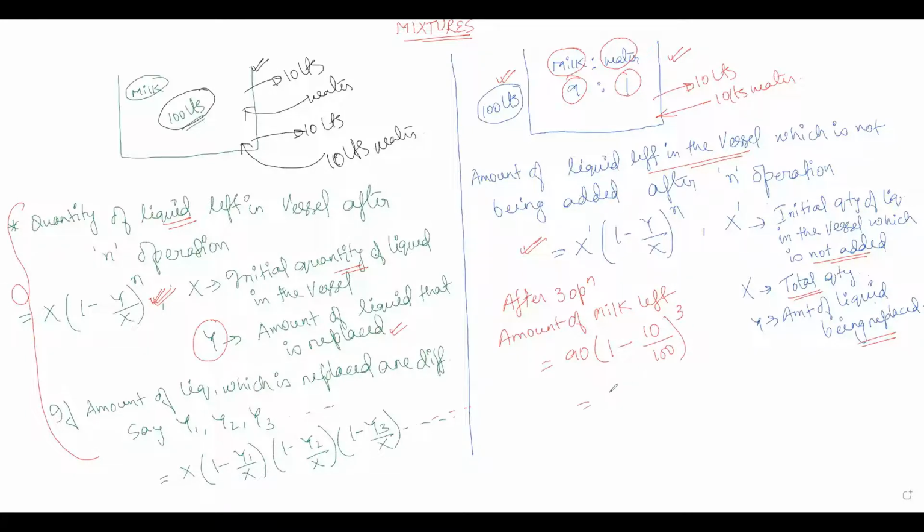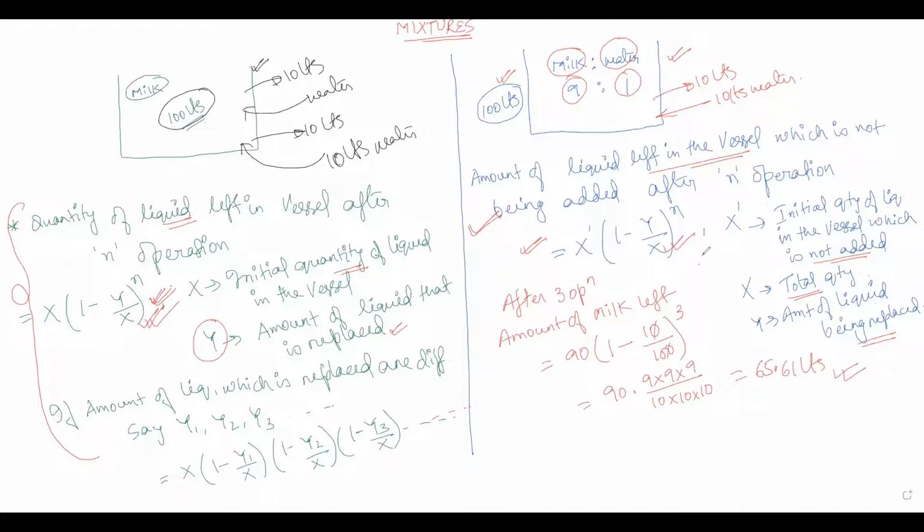So if you calculate this, this would be 90 times 9 by 10 cubed, that is 9 times 9 times 9 upon 10 times 10 times 10. So if you calculate this, this would be 65.61 liters. So in such kind of cases, where initially there was not pure liquid in the vessel but in some ratios, we can directly use this formula. So these are the two formulas, in addition to the weighted average formula, that we need to keep in mind while doing the sums of mixtures.